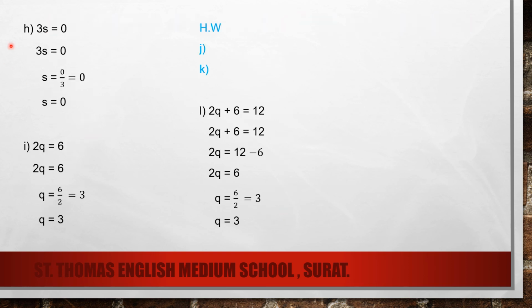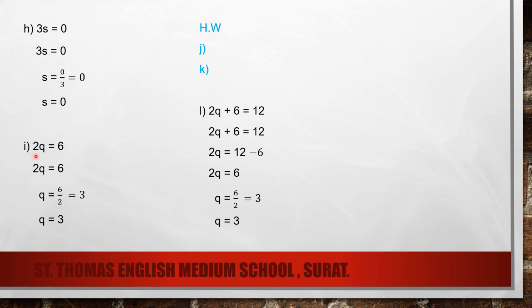Homework. Question number H. 3s is equal to 0. Write the question once again. This is multiplication. If it goes here, it becomes division. s is equal to 0 by 3. Answer is 0. If we divide 0 by any number, always the answer will be 0. So s is equal to 0.